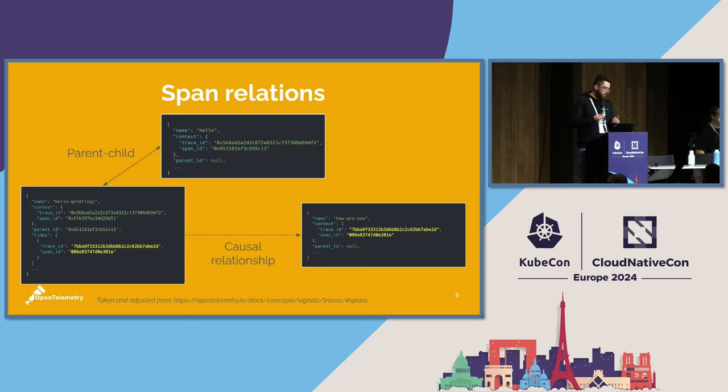And it works similarly as we've seen before. So a link, as you see here at the bottom, will include span context information of another span. Here we see that the hello greetings span links to the span how are you, since we see that the trace ID and the span ID match.